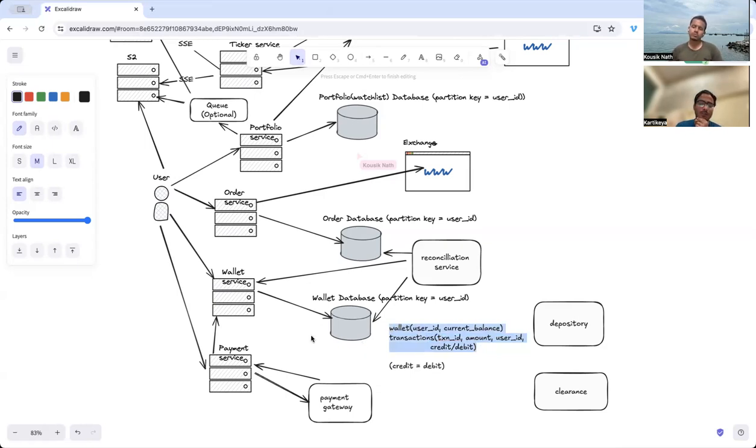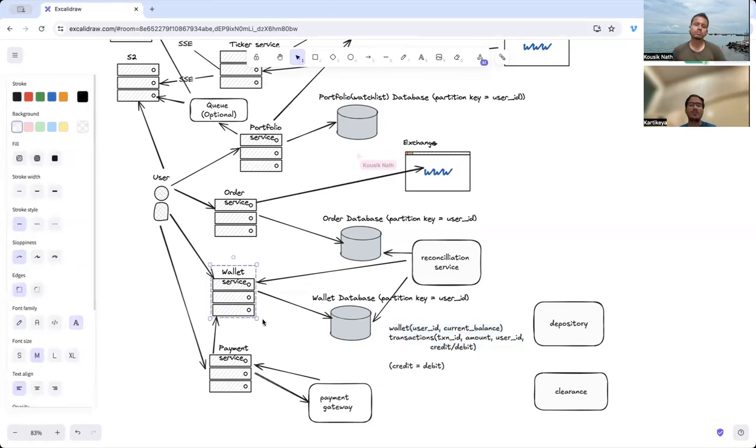So what do we do in that case? That means the money could not be added to the user's wallet, but the money was actually deducted from the user's account. In that case, we can go ahead with maybe retries from the wallet service. But the problem with retries is that it's a non-deterministic kind of system. So we don't know which retry will succeed, or when it will succeed.